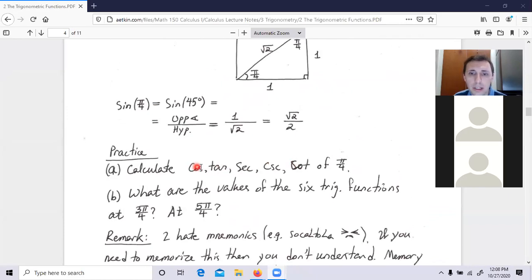And calculate the others too. You have also cosecant and cotangent. Remember what cotangent is. Cotangent is the reciprocal of tangent. It's cosine over sine. Secant is 1 over cosine. Cosecant is 1 over sine.